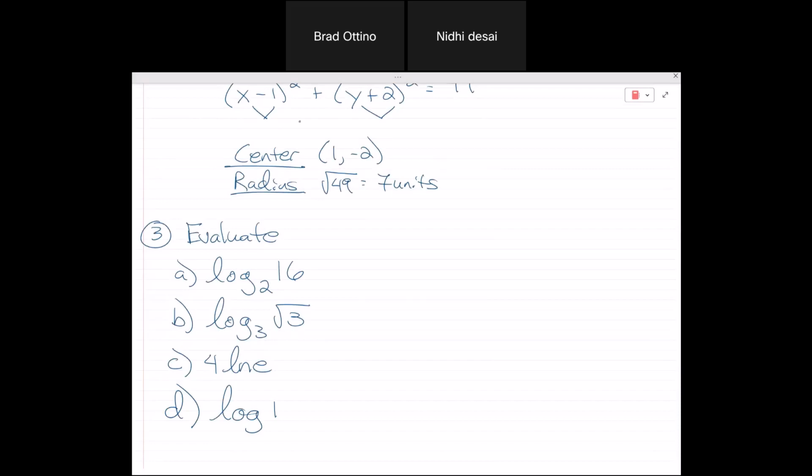The first problem, what we're going to do is we're going to use the inverse property. So 16, well, I know 2 squared is 4, 2 to the third is 8, 2 to the fourth is 16, so we're going to say log base 2 of 2 to the fourth, and according to the inverse property, we're just left with 4 here.